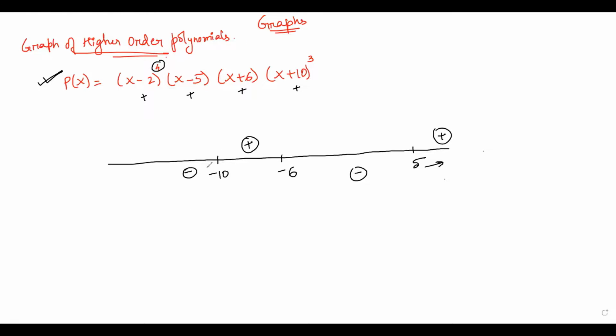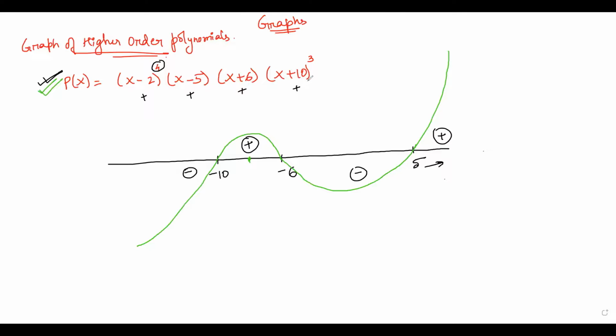So if we draw the rough sketch, the graph would be something like this. That is, for values of x less than -10 and between -6 to 5, this polynomial p(x) is attaining negative value, and somewhere between -6 to 5, it also attains a local minima. And from -10 to -6 and for x greater than 5, this polynomial p(x) attains positive values, and somewhere between -10 to -6, it also attains a local maxima.